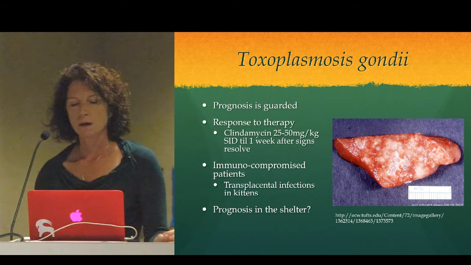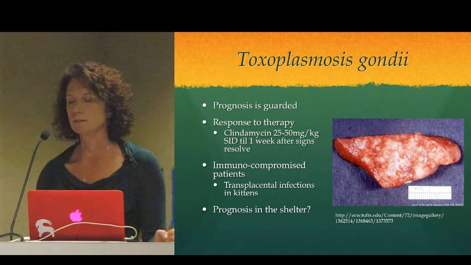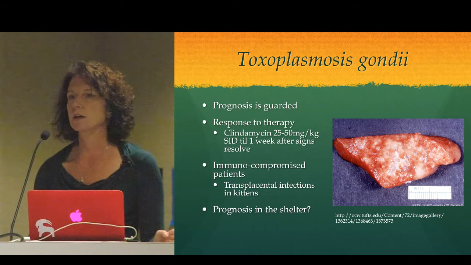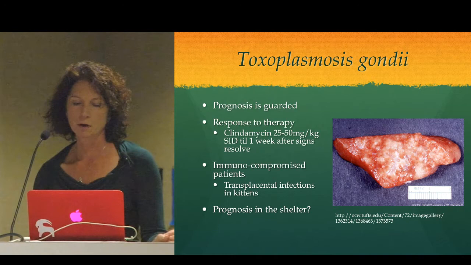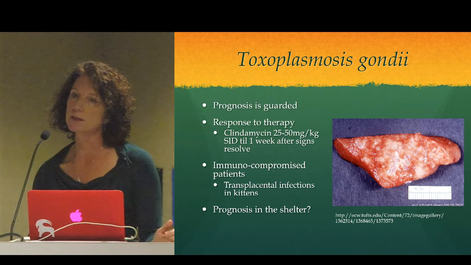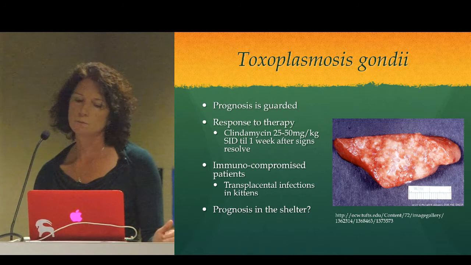Again, you generally see this in immune-compromised patients or in transplacental infections in kittens. Their prognosis in the shelter, if they're demonstrating the pneumonia, the neurologic signs, myositis, is pretty low. Their prognosis, even not in the shelter, is pretty poor. But you certainly can try treatment. It doesn't clear the organism, so it's important to know that even if they get better, they will still have organisms encysted in their tissues, which may or may not become an issue later on in their lives.